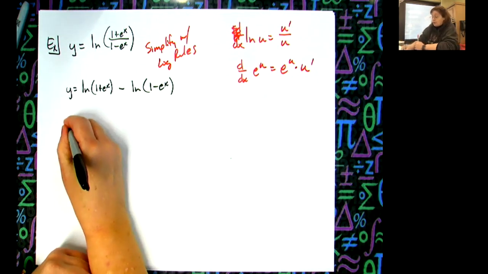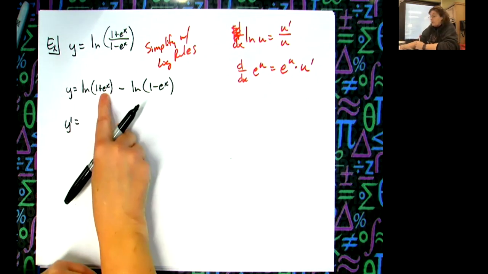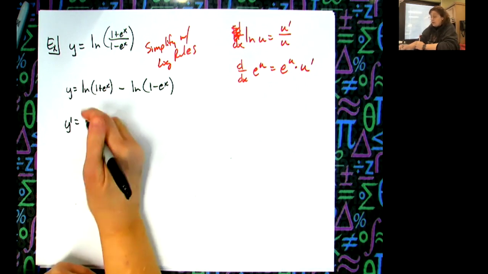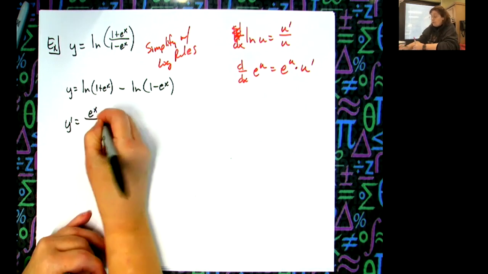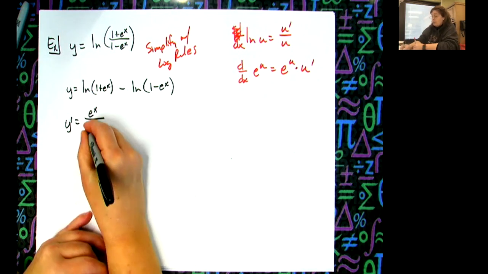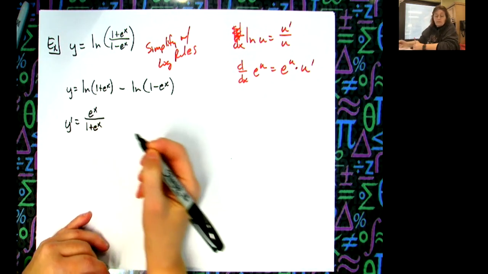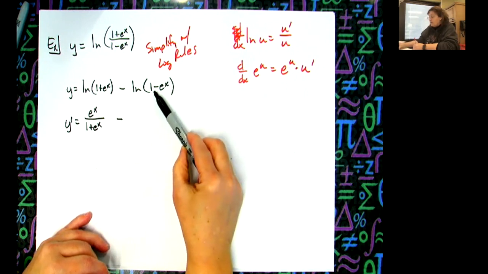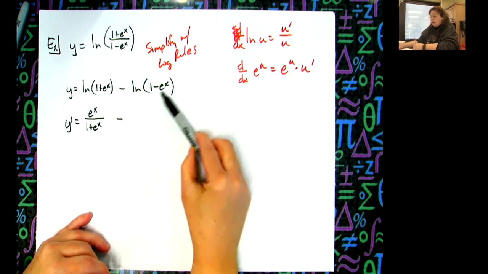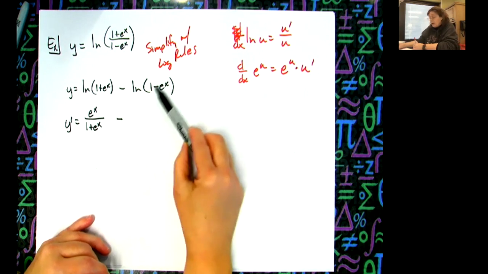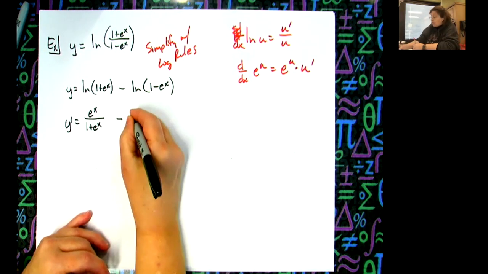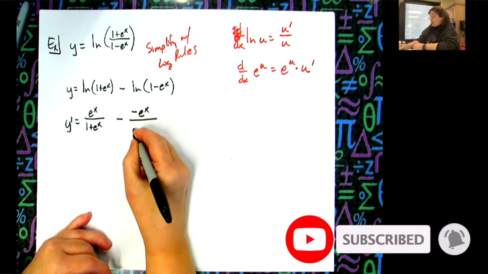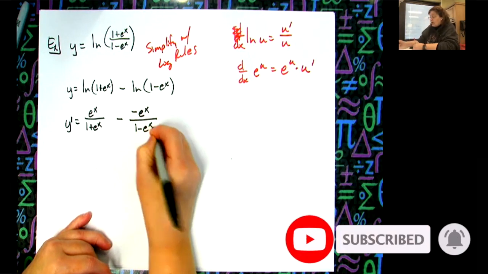So I'm going to take the derivative, so y prime. The derivative of e to the x plus 1 is just e to the x. So I get e to the x over the entire u, 1 plus e to the x, minus. Now watch that negative sign right there. I've got to take the derivative of a minus e to the x, which will be a minus e to the x, and then all over whatever that denominator is, 1 minus e to the x.